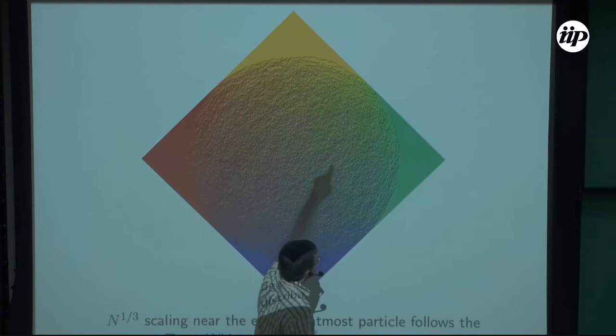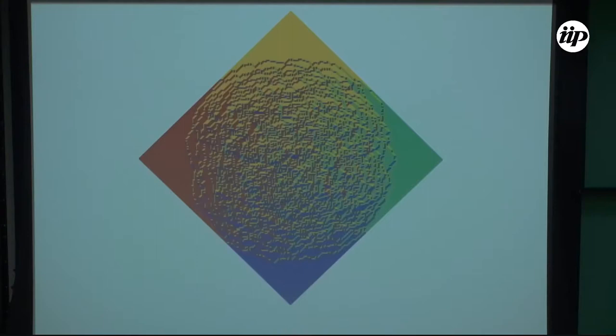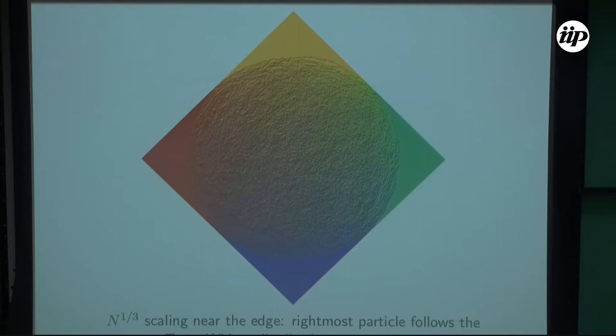And so you might wonder what happens at the edge. And at the edge also, this is terrible, sorry about that, it happens that the fluctuations, you can view that as a collection of particles, and the fluctuations of the rightmost particles also go to Tracy-Widom. And this was proved by Johansson in 2005.